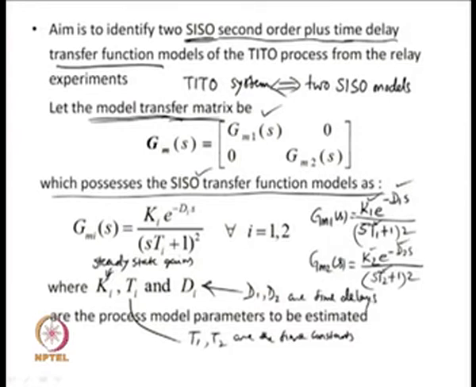Please see the changes. Earlier I have used the theta variable for the time delays, but in this study we are introducing D's for the time delays. Okay. So, D1, D2 are the time delays of the transfer function models. Now, we have assumed a second order transfer function model for the two SISO models of the TITO dynamics. Why we have assumed the second order dynamics?